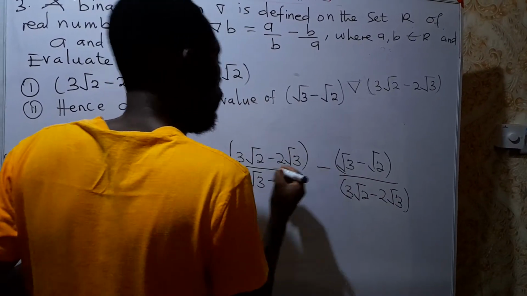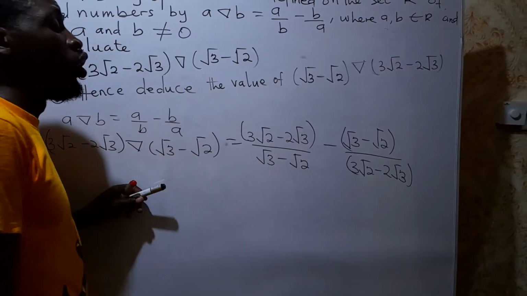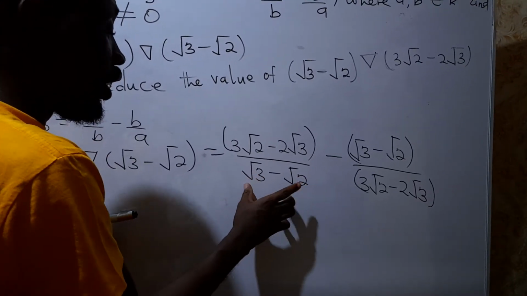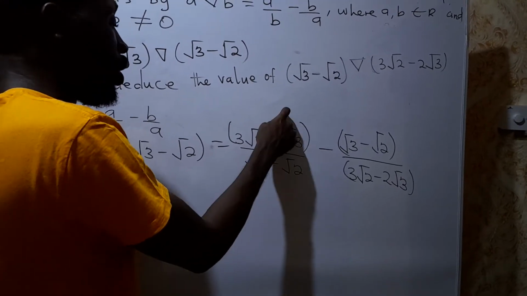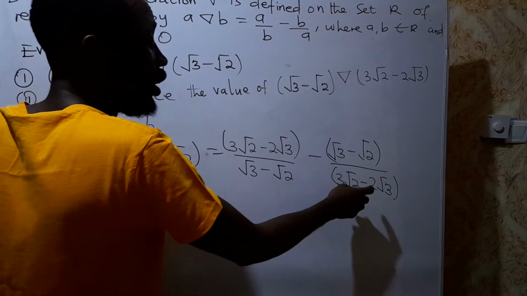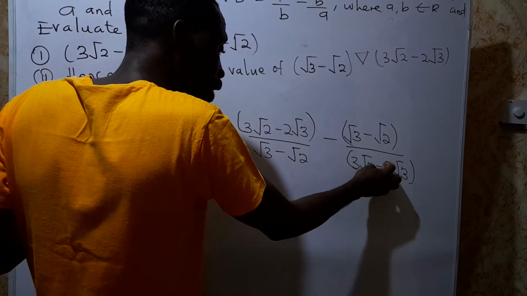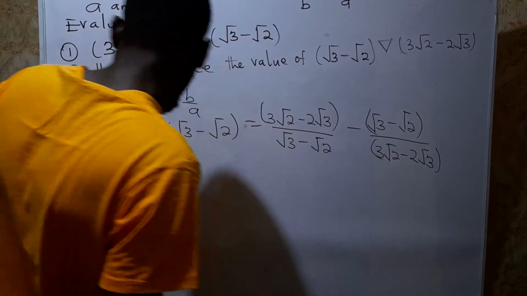So now how do we solve this? How do we evaluate this? We need to conjugate. So we find the conjugate set. The conjugate set of this denominator is root 3 plus root 2. We multiply both the numerator and the denominator by the conjugate. The same way, the conjugate of this is just the addition, changing this sign to addition. Then we multiply both the numerator and the denominator by that.